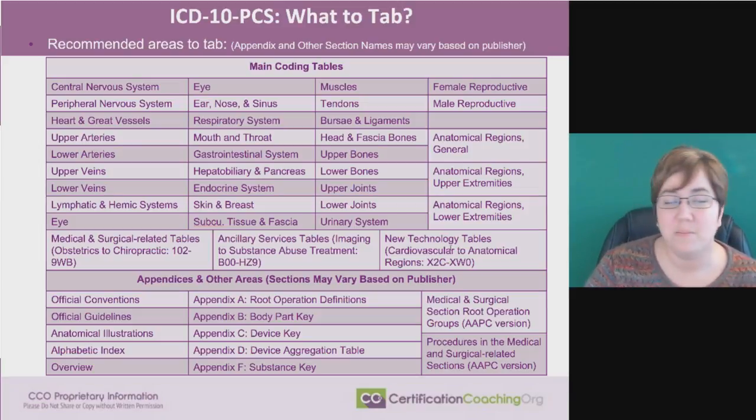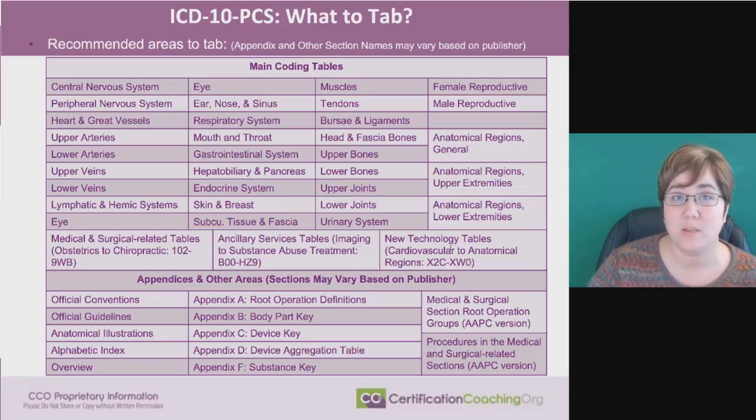All right, the ICD-10 PCS book. Now, this is probably one of the most difficult for me because I want to tab everything. And sometimes it gets a little frustrating. I find it helpful because, again, it makes it easier for me to get there quickly. If you don't agree, you don't have to tab all of the different areas. But I tab all of the main coding tables. So just like we have the tabular in ICD-10-CM, we have tables in ICD-10-PCS. So I tab each one of those tables, right? They're all listed out there for you from the central nervous system all the way through the new technology tables.